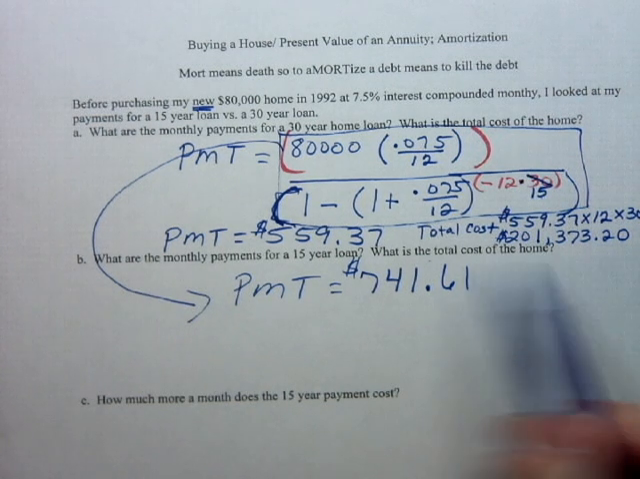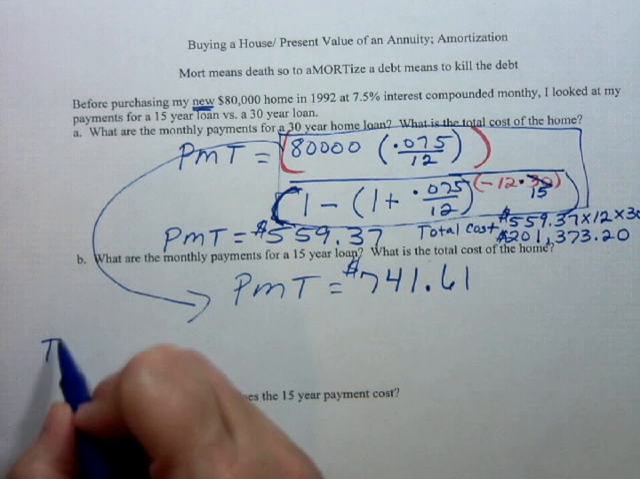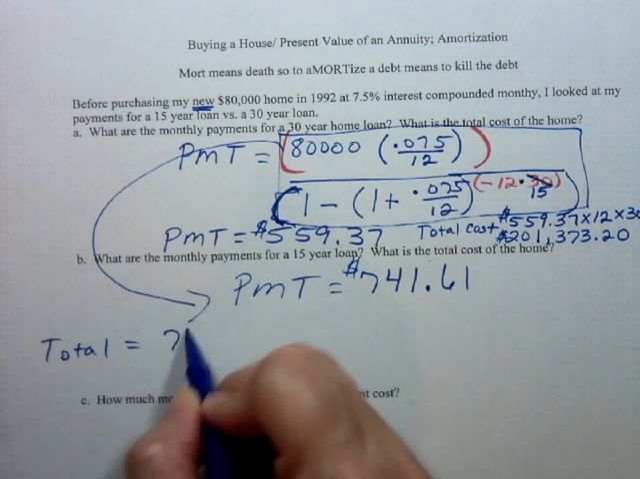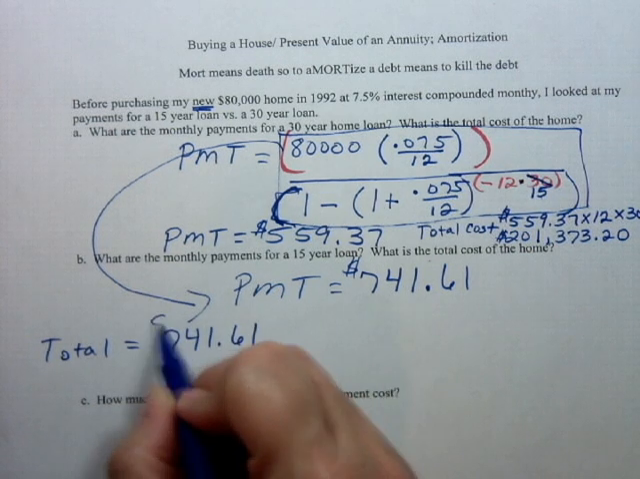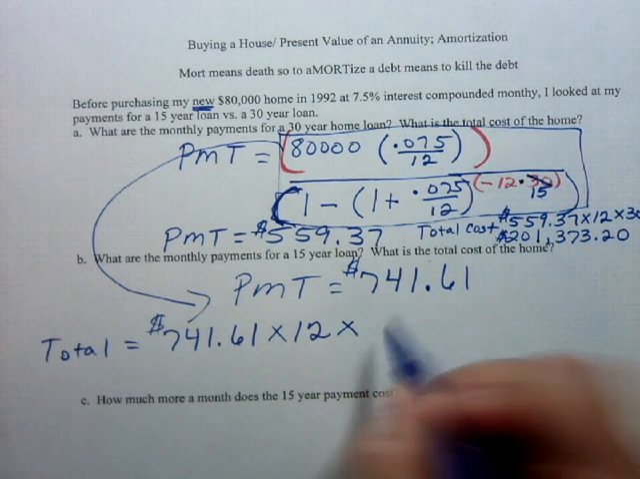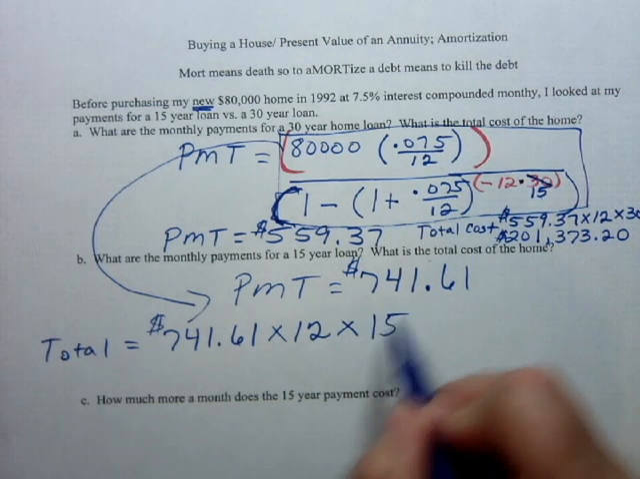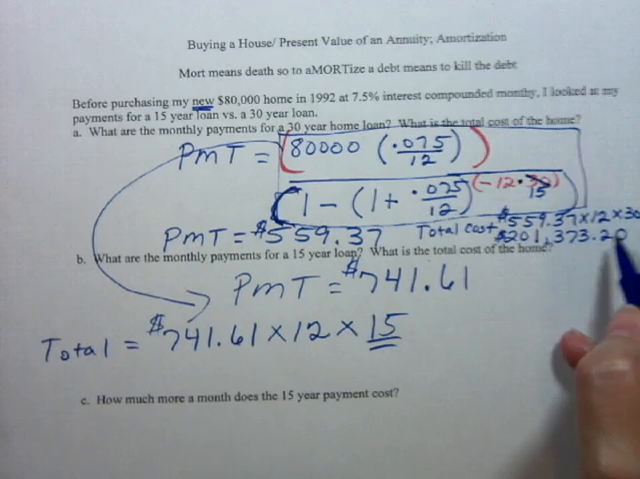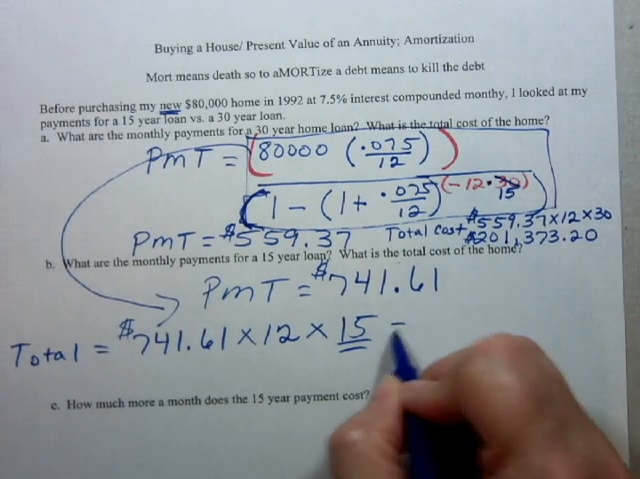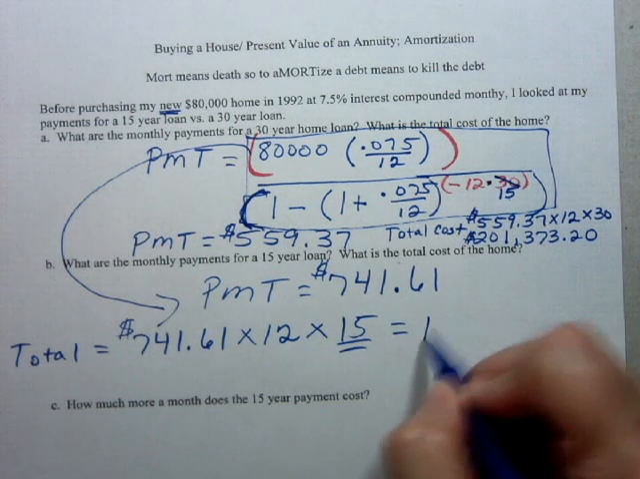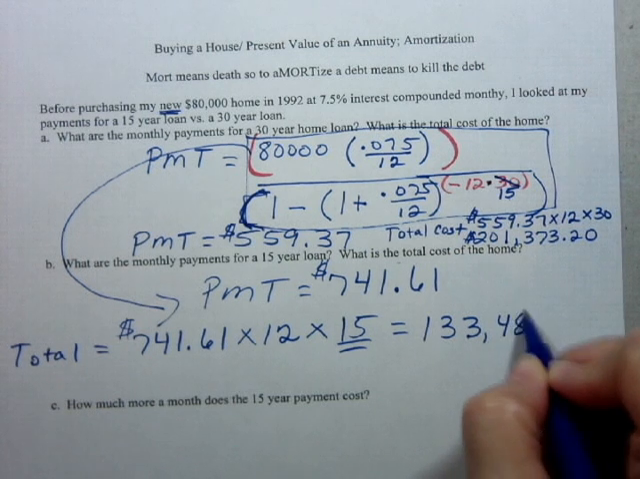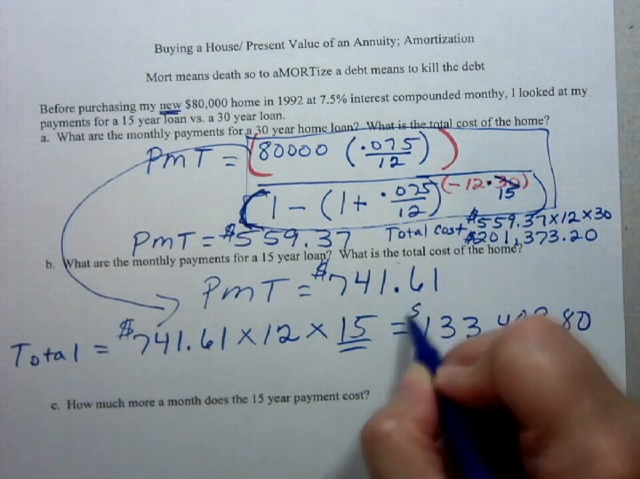Now, I also want to know the total cost of the home. The total cost of the home will be $741.61, 12 times per year for 15 years. Notice it was 30 years before, but now it's only for 15 years because I'm looking at the 15-year loan. And when I do that, I get $133,489.80.